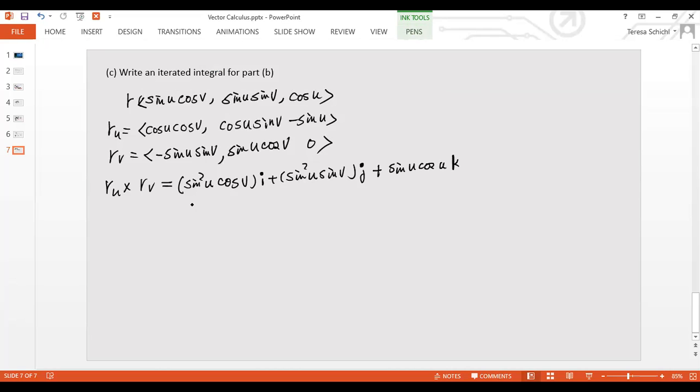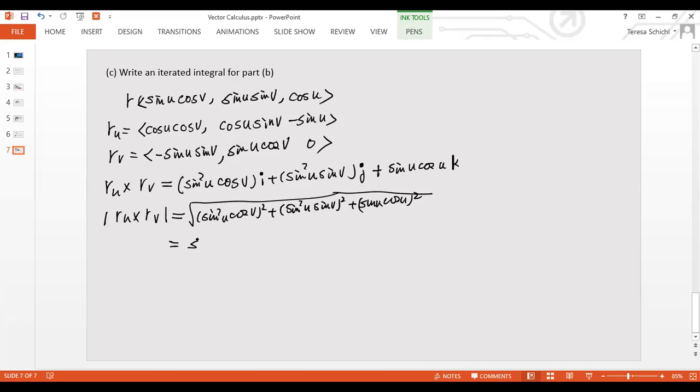All right, so now I can find the magnitude of this, right? Basically, you just take the square: sine squared u cosine squared v plus sine squared u sine squared v plus sine u cosine u squared. And now you will get, it's pretty nice, a sine u here.